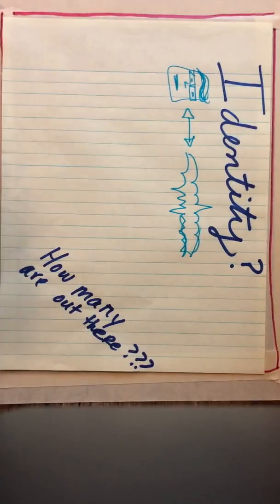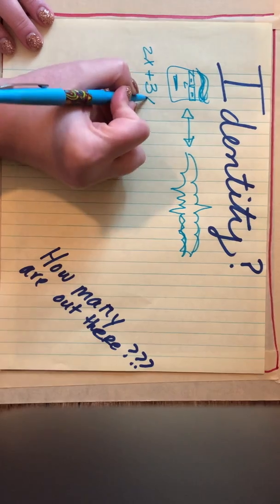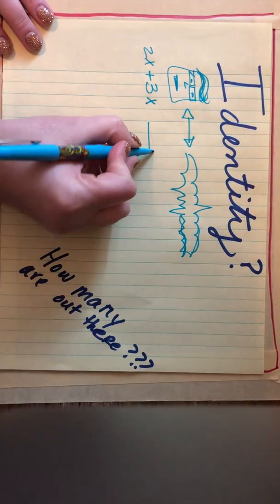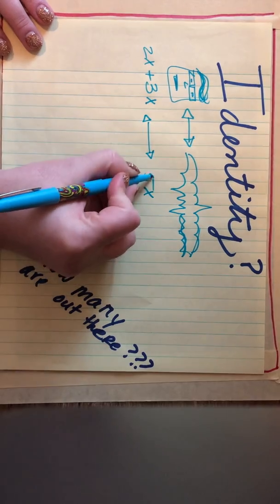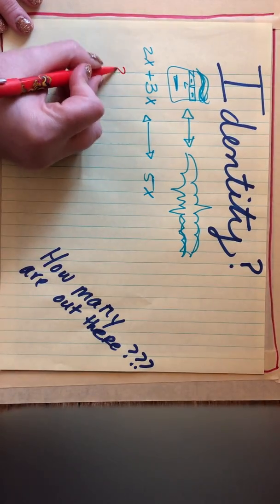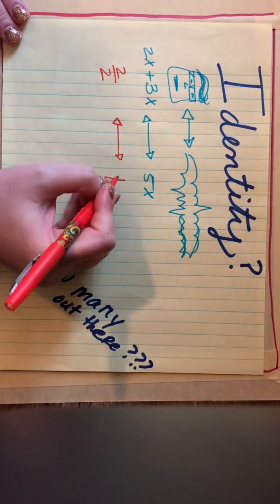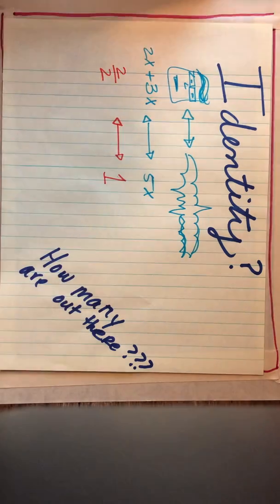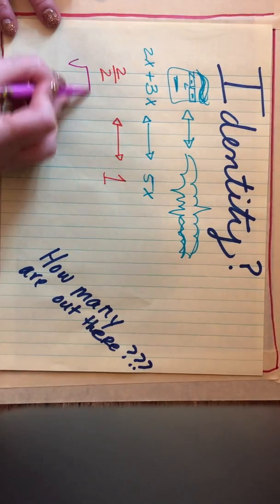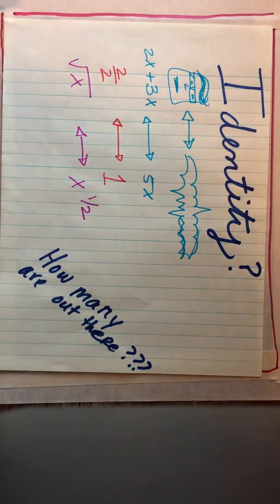They just look differently. When we do algebra, say I have 2x plus 3x. This is the same thing as 5x. They look different, but they're technically the same thing. Those are identities. Or like the number 2/2. That's equivalent to the number 1. They look different, but they mean the same thing. Or square root of x and x to the 1/2. They look different, but they're the same thing.